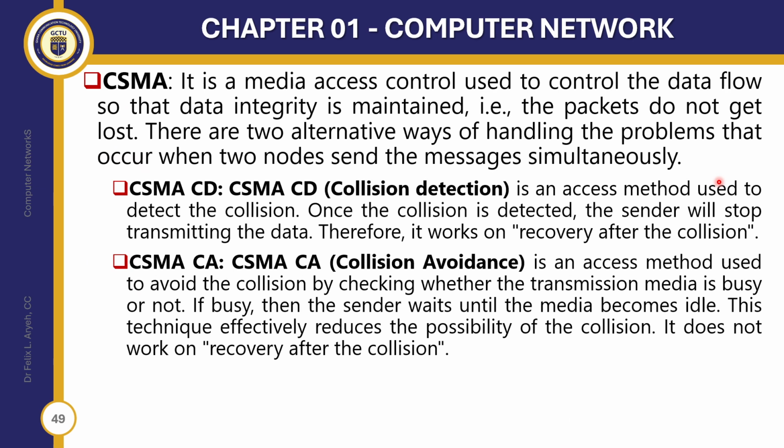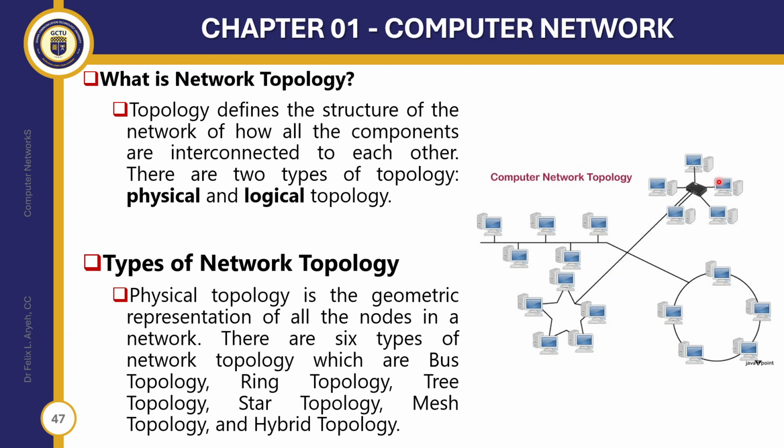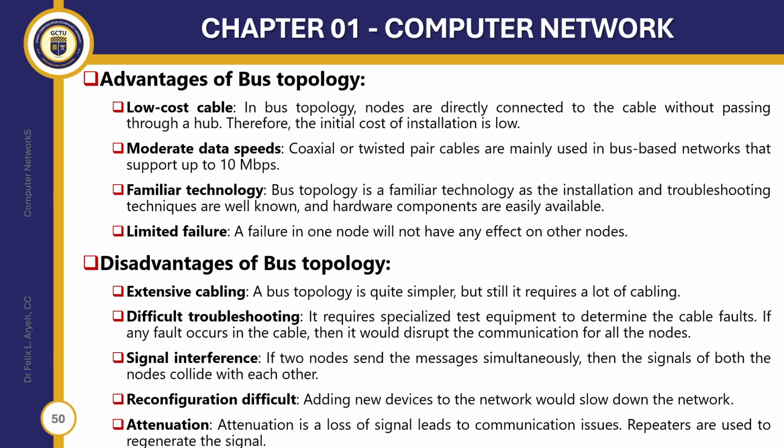So for the bus, as we spoke about, each node is either connected to the backbone cable by a drop cable or directly connected to the backbone itself. When a node wants to send a message over the network, it puts a message over the network. All the stations available in the network will receive the message whether it has been addressed to them or not. So this makes it more of a disadvantage compared to the others. So that's about the ring topology.